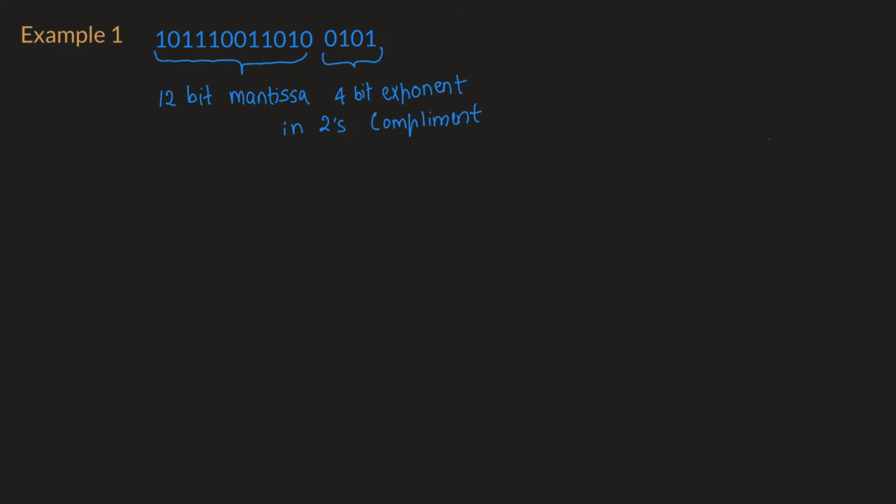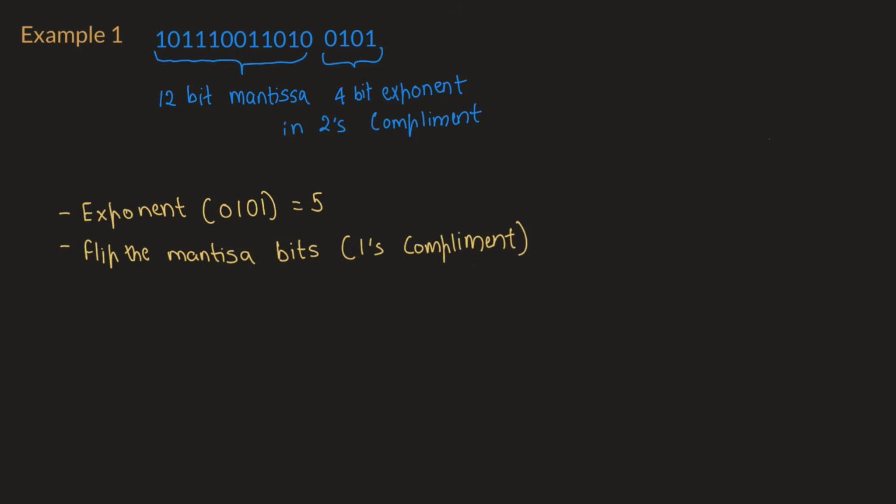So let's look at this example first, where we will be converting this mantissa and exponent represented in 12 plus 4 bits and with 2's complement into denary. Let's begin by converting the exponent 0101, which is 5. Now with the mantissa, first let's flip the bits. By flipping the bits, we will get the 1's complement. The most significant bit here is 1, so our number will be negative. So let's include the minus sign here. Then add 1 to it in order to get 2's complement.